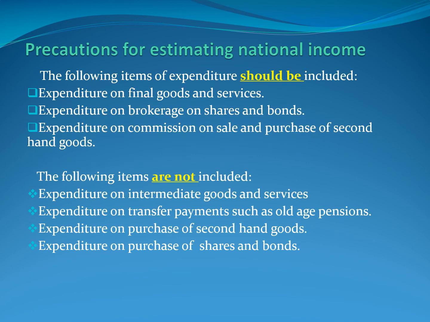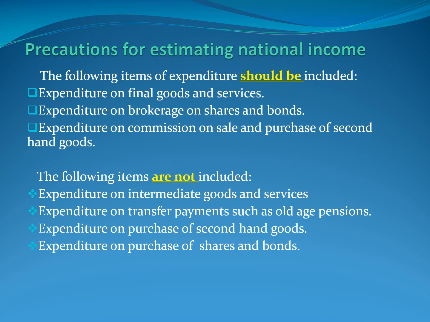So we need to take a few precautions when we are estimating national income according to the expenditure method. Therefore there is a list of items which should be included, and there is a list of items which should not be included. So coming to the list of items which should be included: we always take into consideration the expenditure on final goods and services and the expenditure on brokerage on shares and bonds. That is, when the share brokers sell shares and bonds, their brokerage should be taken into consideration. And when people sell or purchase second-hand goods, the houses or the cars, the commission on the sale and purchase of second-hand goods should be taken into consideration.